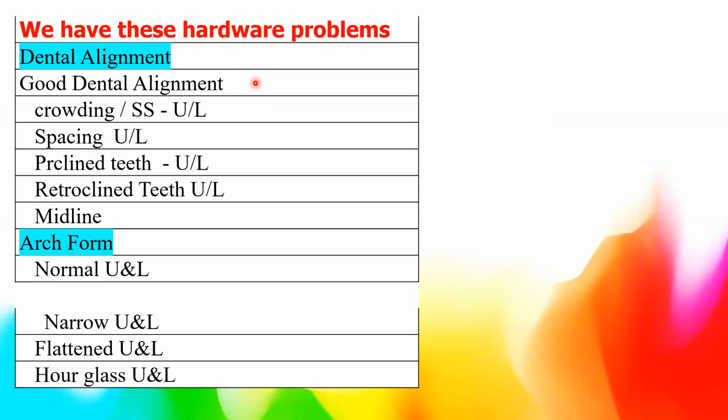We look at the arch form. Is it narrow? Does it have to be developed? Is it flattened? Is it hourglass? And then we work out orthodontic solutions for that. We look at the occlusion. We look at the molar and canine relationship, the overbite, the overjet. We look at any type of crossbites in front and the back, midline discrepancies, all that under occlusion. And of course, our treatment mechanics will have to solve that.